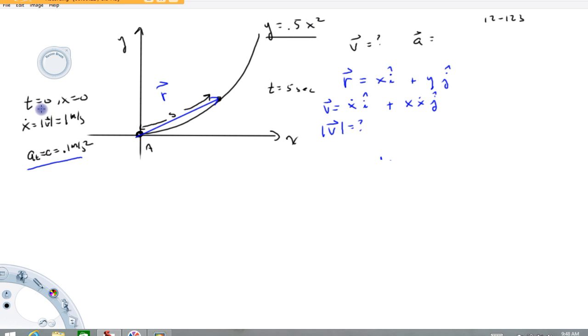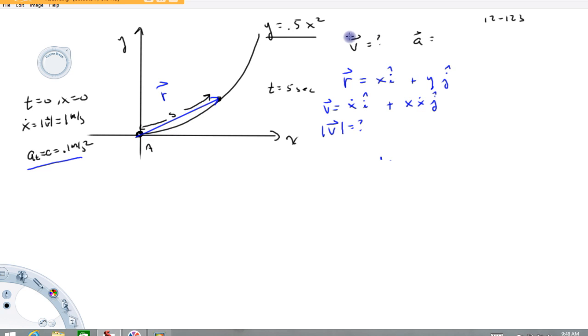It says in the problem that at t equals 0, x would be 0, and x dot would equal the speed, which is equal to 1 meter per second. The reason x dot and the speed would be equal is because right here the path is horizontal. That's not true anywhere else along the path, but right at that instant the speed would be x dot, 1 meter per second. We're also given that the acceleration is 0.1 meter per second squared, but that's just the tangential component. So that's the rate at which the speed is increasing.